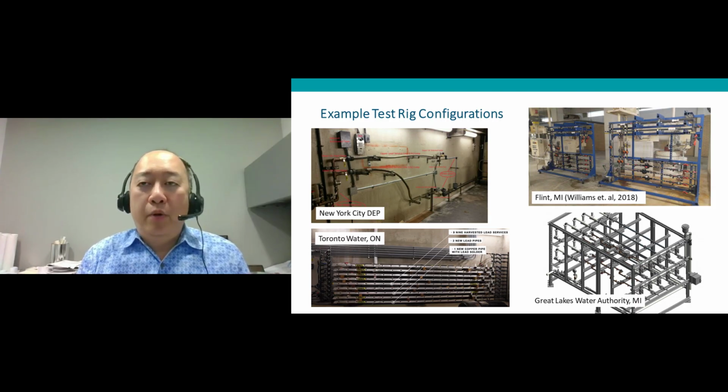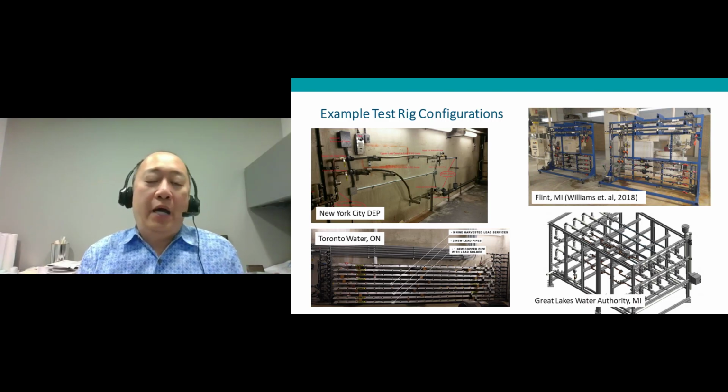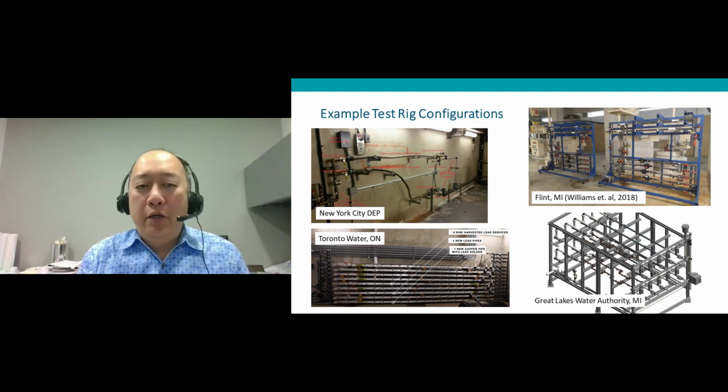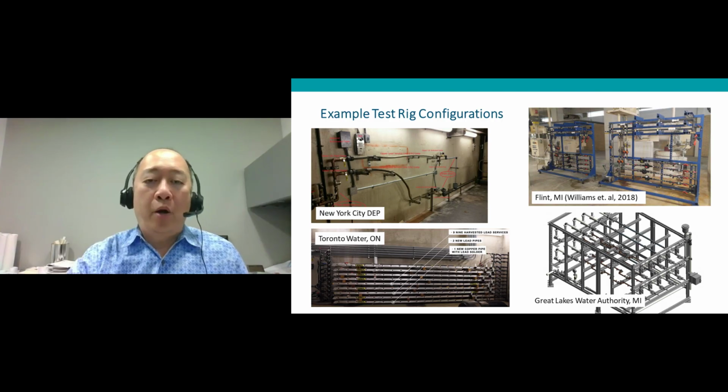Whereas in the upper right-hand corner, these are the pipe rigs used in Flint, Michigan. They cut the service lines into segments to put them in a serpentine path through those rigs. They're also up on wheels, so these rigs could be moved around between different locations for use. Whereas in the bottom right, Great Lakes Water Authority had large rigs that were permanently mounted, bolted to the floor for their use.